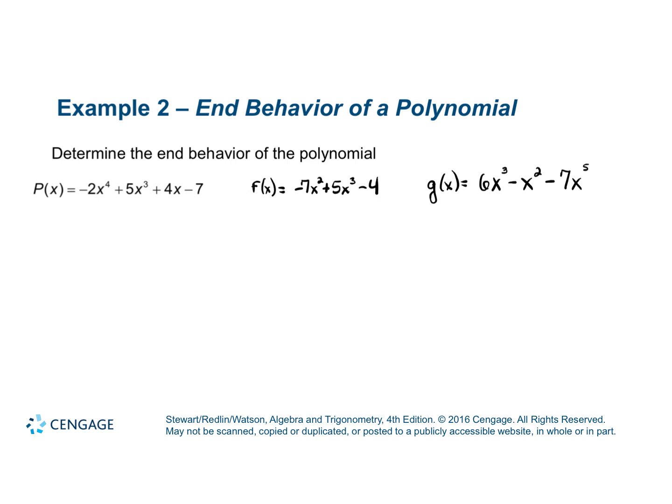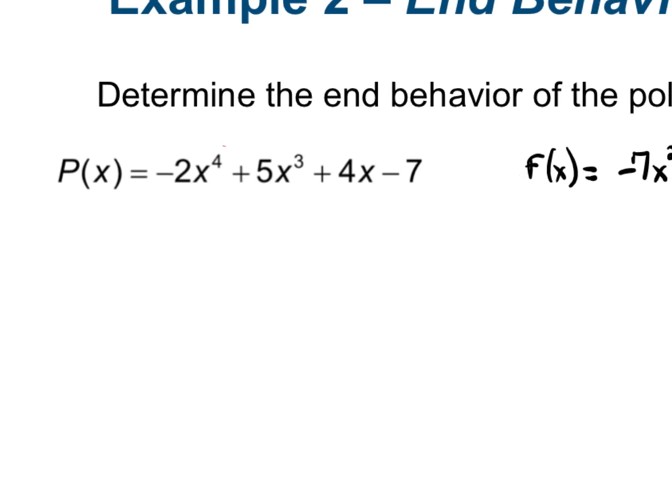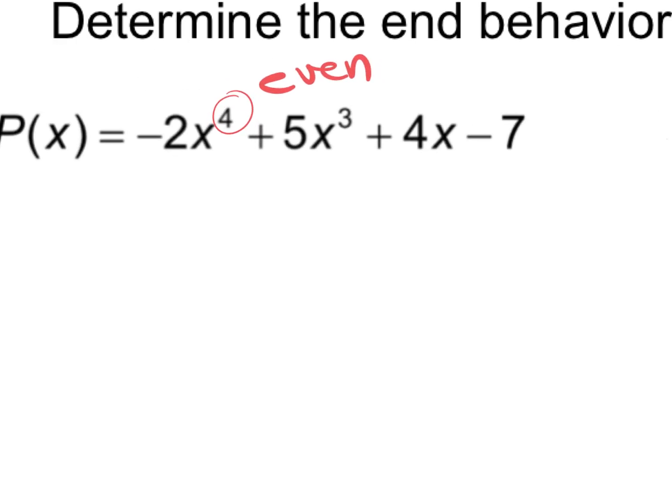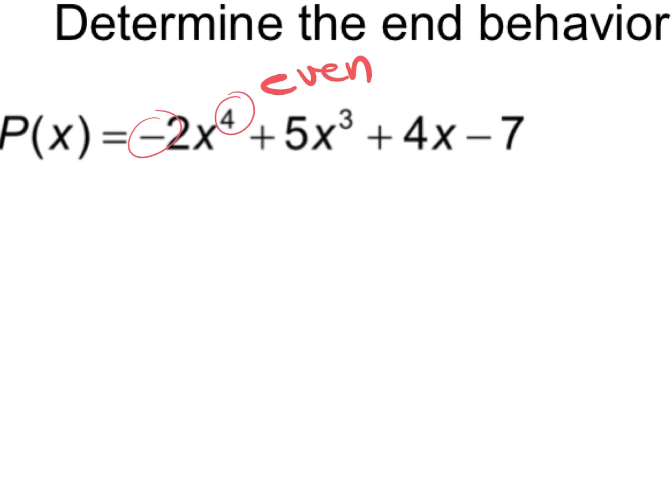So here they want us to determine the end behavior of the polynomial. So we have p of x is negative 2x to the fourth plus 5x cubed plus 4x minus 7. What am I going to look at? I'm going to look at the highest degree coefficient. In this case, it's an even. And the next thing I'm going to look at is if it has a positive or a negative.